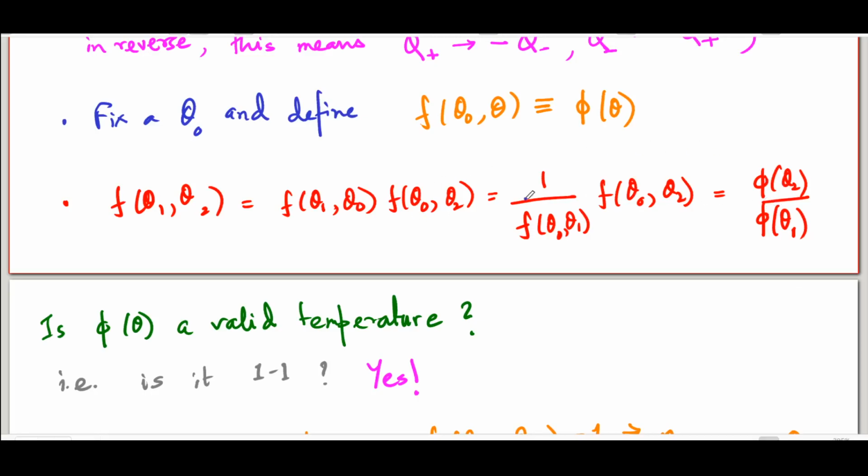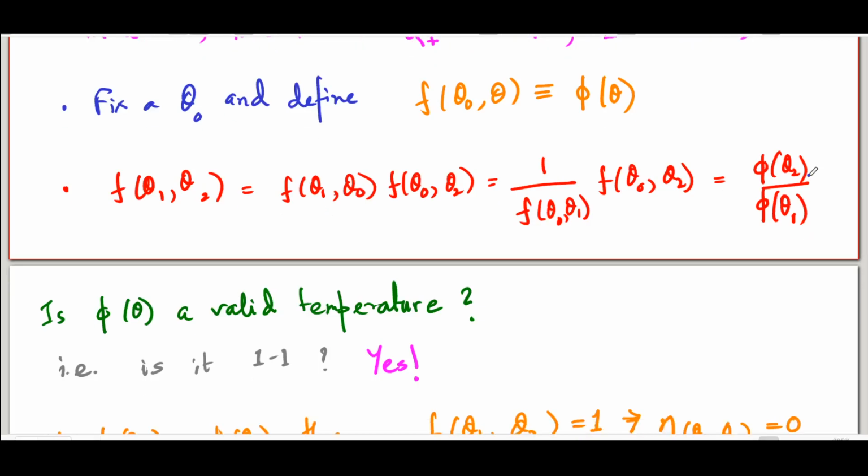So, notice that this thing is a very important physical quantity, the ratio of the heats taken in from the two reservoirs with up to a minus sign. Can you actually express this in a simple form as temperature of reservoir 2 divided by temperature of reservoir 1 simply by defining phi of theta to be a valid temperature? First thing that you have to check, in fact the only real thing that you need to check, is it 1-to-1? The answer is yes.